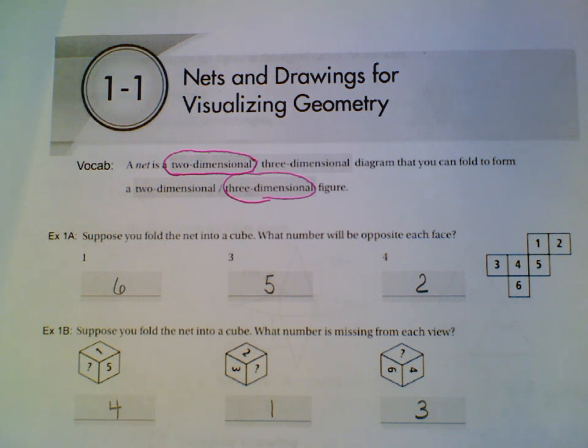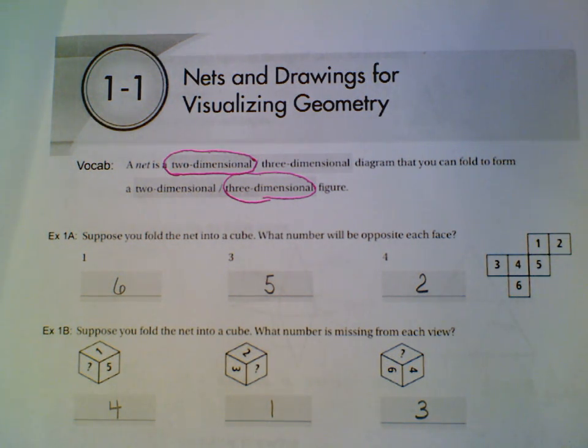The first section in this chapter is about visualization. So we're going to be practicing visualizing moving a net into a three-dimensional shape. Now we already did this with the cube exercise. So first thing is just knowing the vocab. A net is a two-dimensional diagram that you can fold to form a three-dimensional figure.